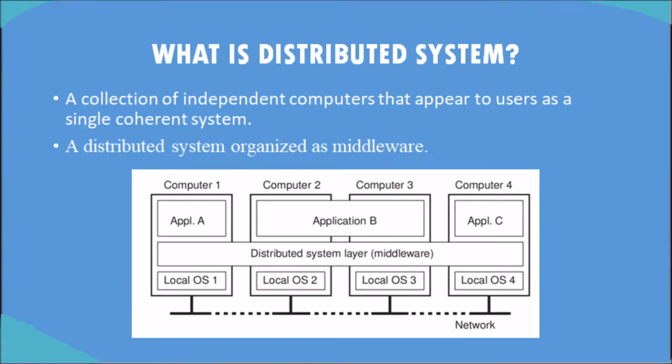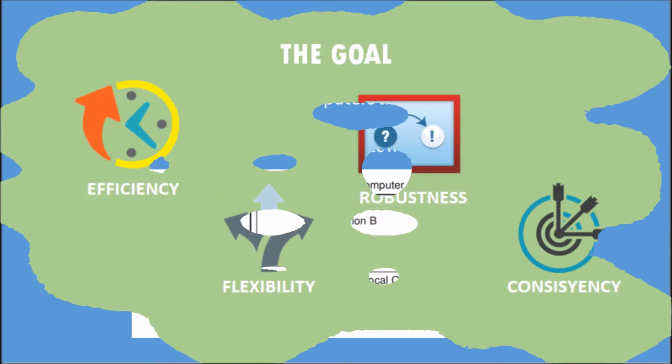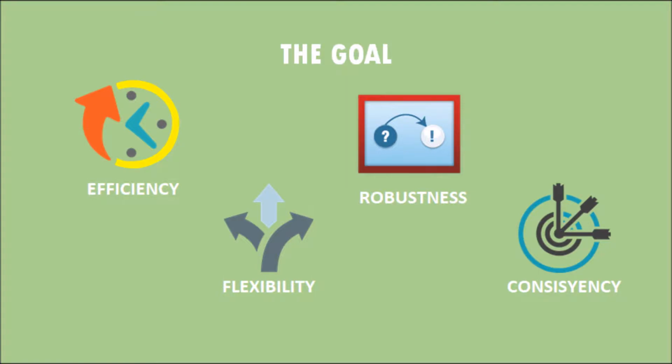Let's take a look at the first slide. What is a distributed system? A distributed system is a collection of independent computers that appear to the user as a single coherent system. A distributed system is organized as middleware. There are 4 goals for a distributed system.